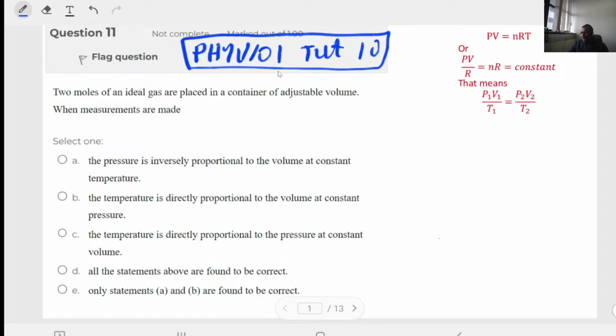I will be starting PHYV 101 tutorial 10, question number 11. That's where I am. This particular question says 2 moles of an ideal gas are placed in a container of adjustable volume. You could change the volume according to what is given. Then it says when measurements are made, the pressure is inversely proportional to the volume at constant temperature. The temperature is directly proportional to the volume at constant pressure. The temperature is directly proportional to the pressure at constant volume. Everything that is being said could be resolved.